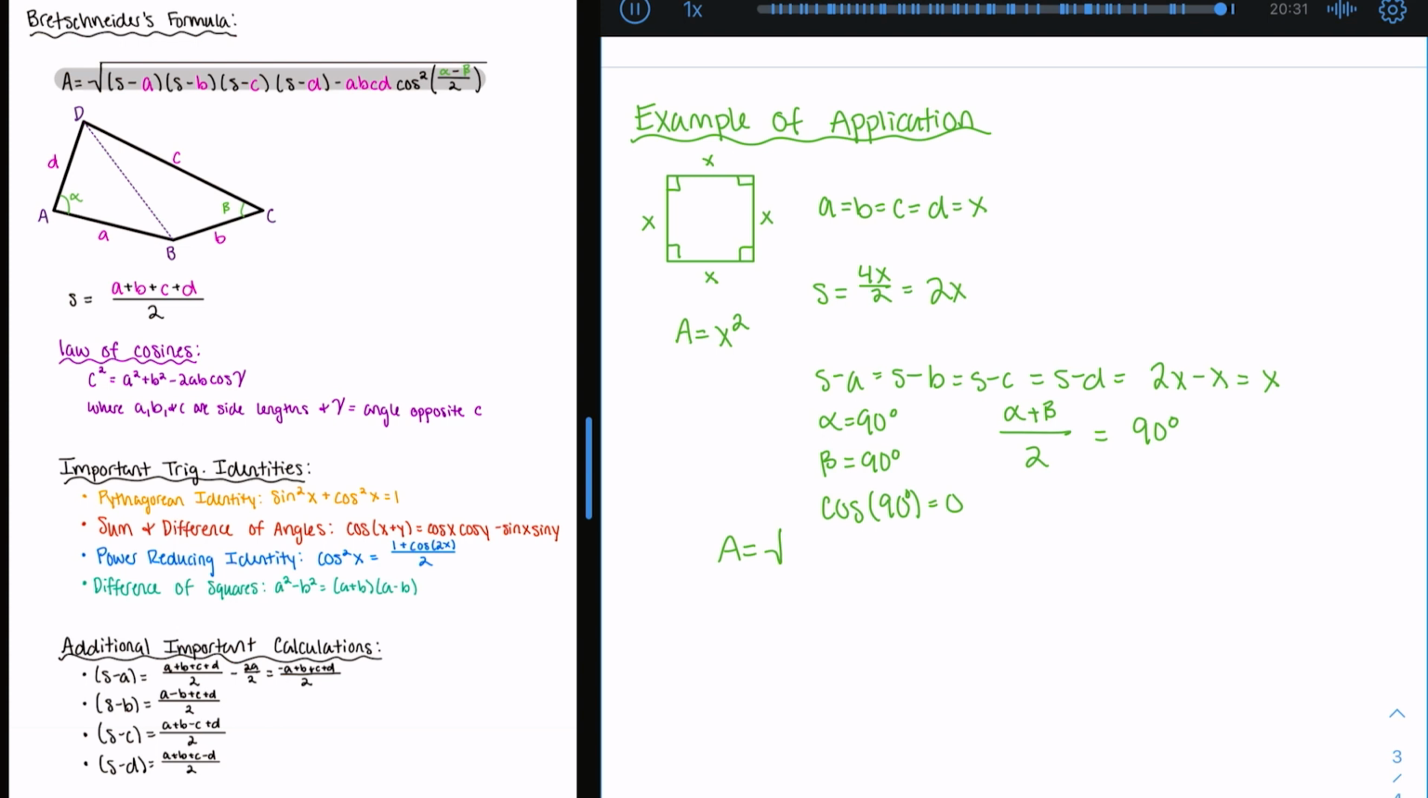So if we plug all of this information into our formula, we get x times x times x times x, or x to the fourth, minus x times x times x times x, or x to the fourth, times the cosine squared of alpha plus beta over 2, which is just 0. So then we can simplify. We get the square root of x to the fourth, or x squared.